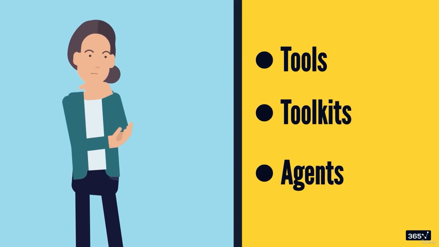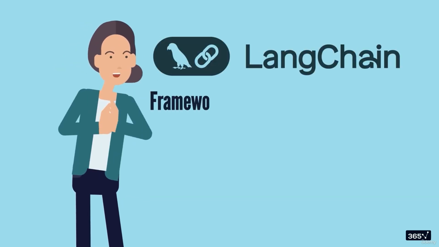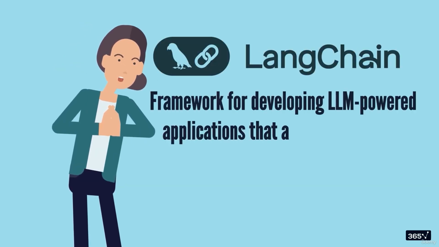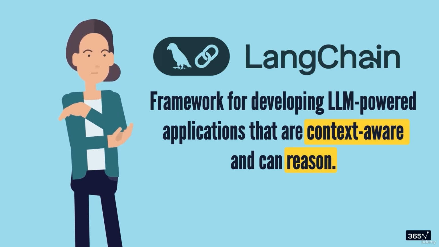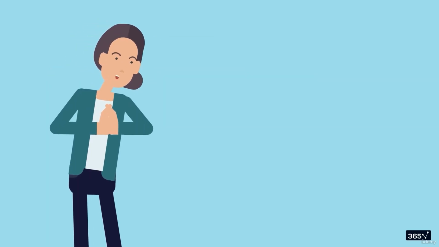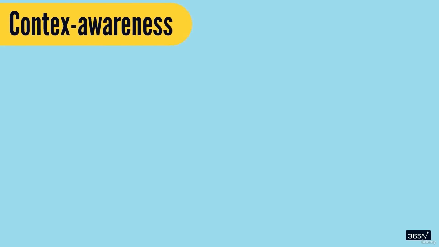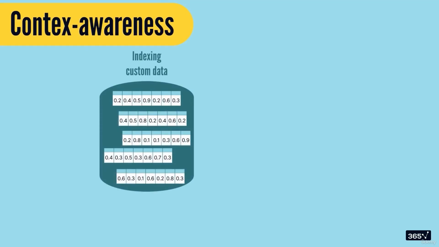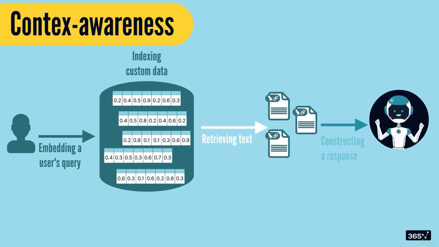You may remember that at the start of the course, we introduced LangChain as a framework for developing LLM-powered applications that are context-aware and can reason. We already achieved context awareness through the retrieval-augmented generation technique, which included indexing custom data, embedding a user's query, retrieving the text semantically closest to the query, and having an LLM construct a response based on the query and the retrieved data.